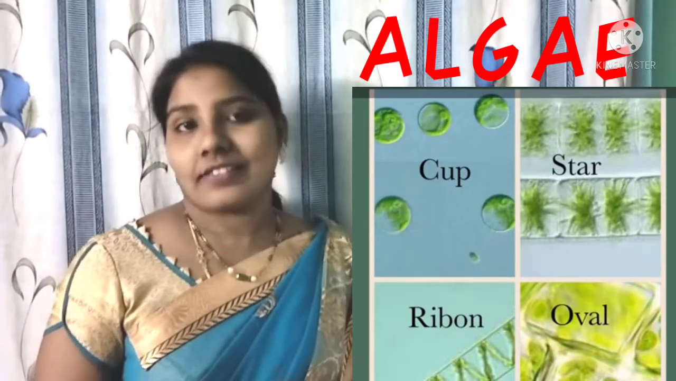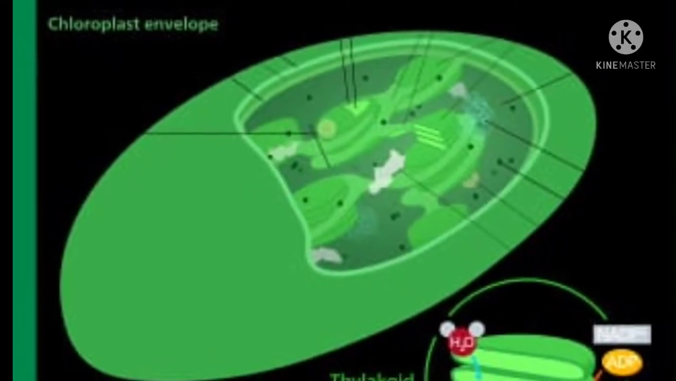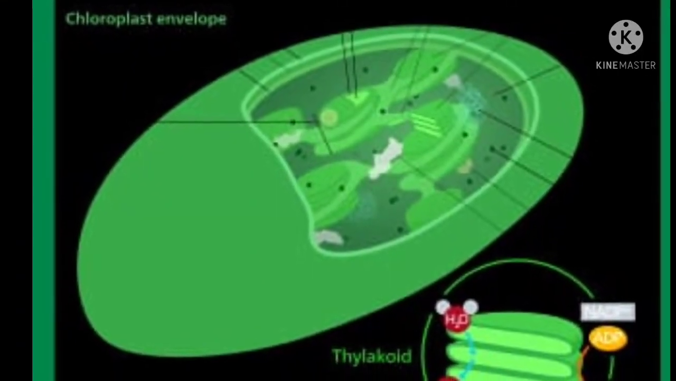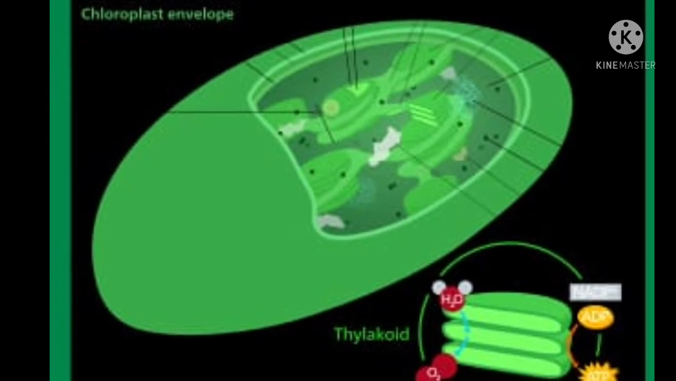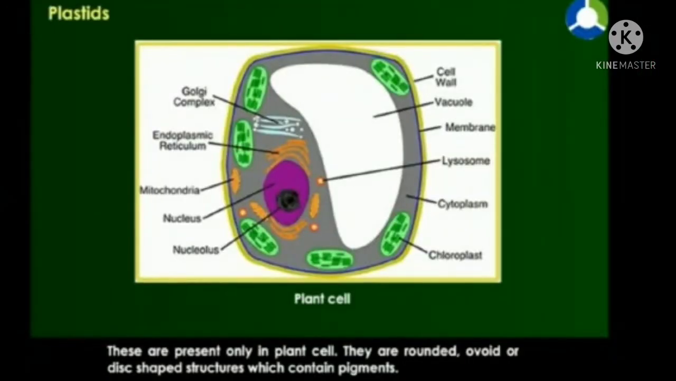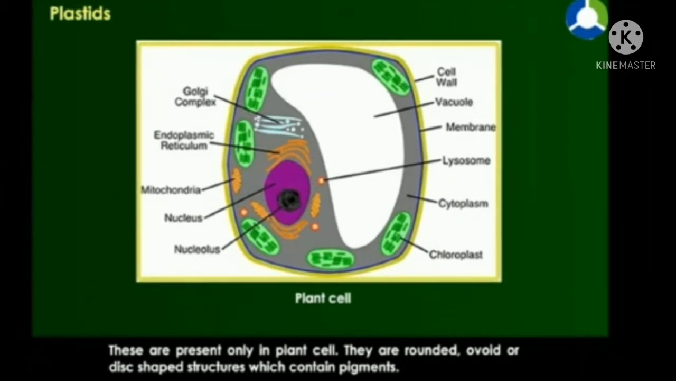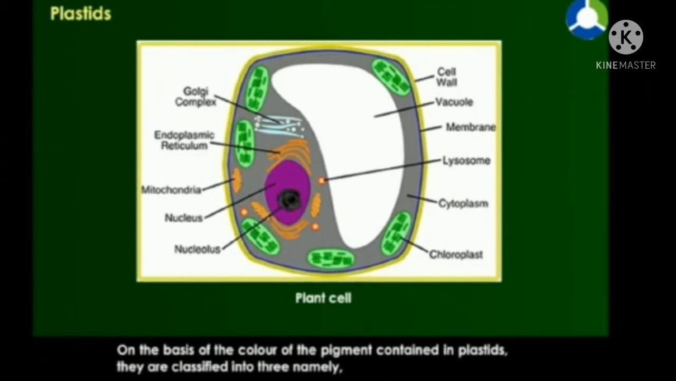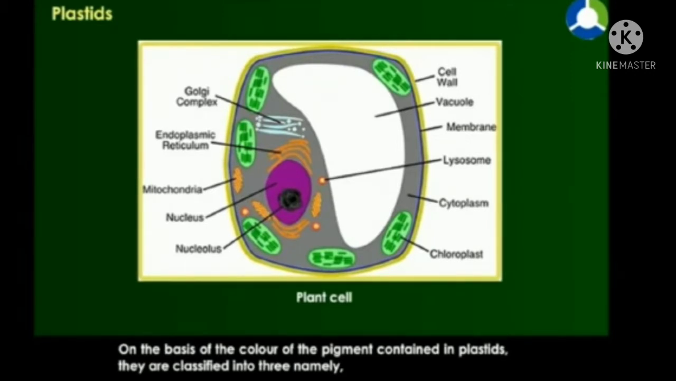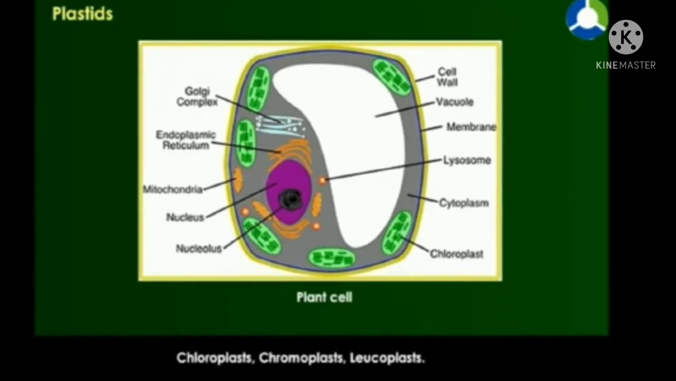Algae also have plastids. These plastids have different shapes in algae. Children, I am repeating the plastids concept by using this video. So please recollect your knowledge. Plastids are present only in plant cells. They are rounded, ovoid or disc-shaped structures which contain pigments. On the basis of the color of the pigment contained in plastids, they are classified into three mainly. They are chloroplasts, chromoplasts and leucoplasts.